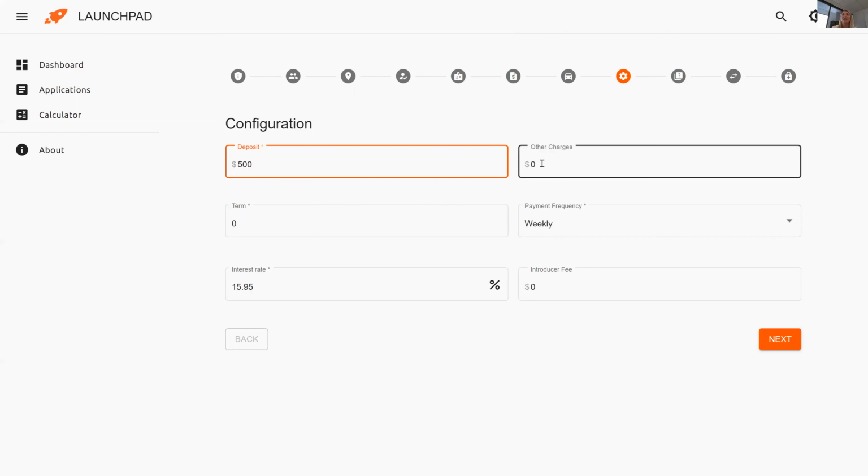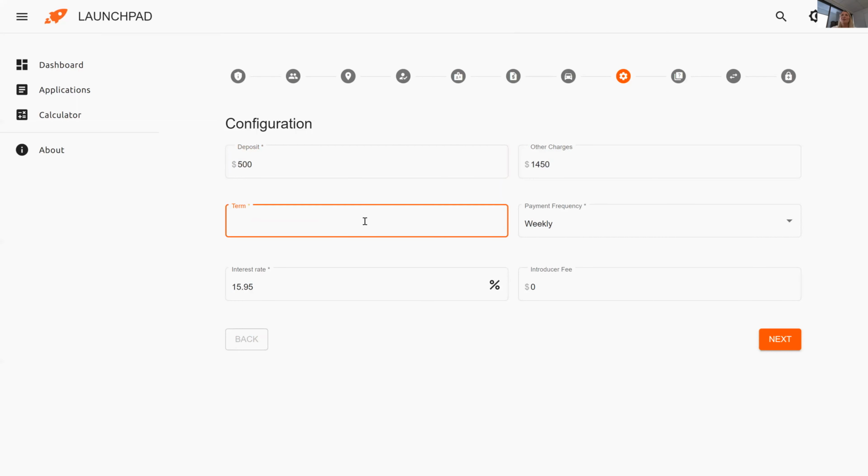And any other charges, girls? What do you want on your truck? What do you want on your truck, Jay? I want the lift kit, please. Lift kit, whatever that is. $14.50. Okay, cool, thanks.